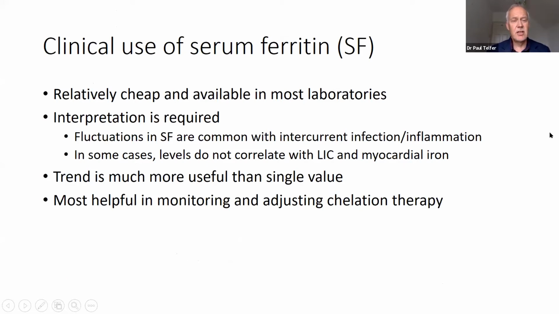So ferritin is relatively cheap and available in most laboratories. Interpretation is required, and certainly if you're just looking at a single ferritin level, this can fluctuate from month to month or from day to day, and is sensitive to other factors apart from just the level of iron. And in particular, it's an acute phase protein which increases with intercurrent infection and inflammation.